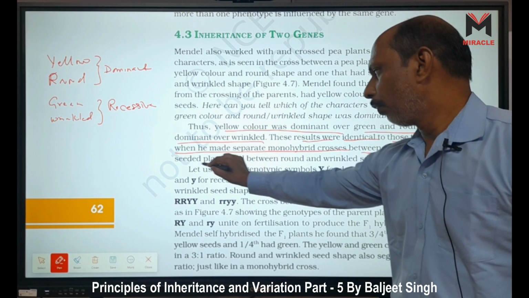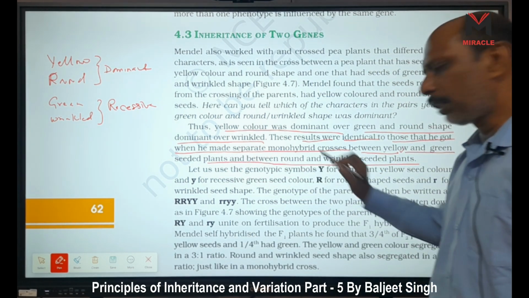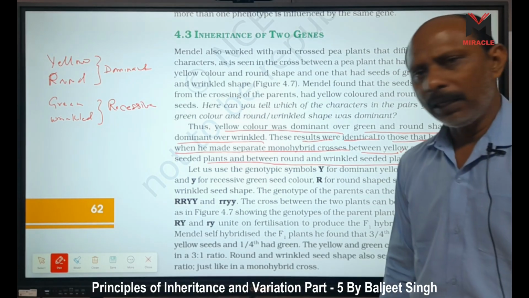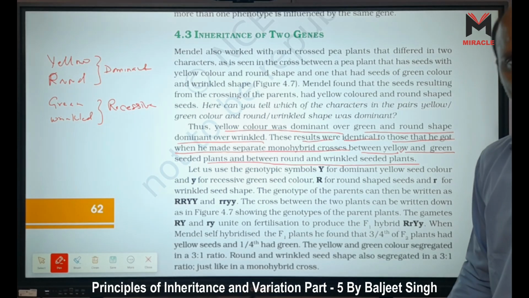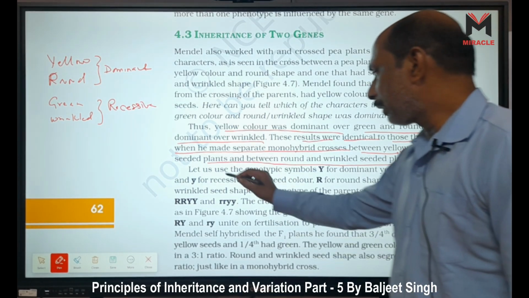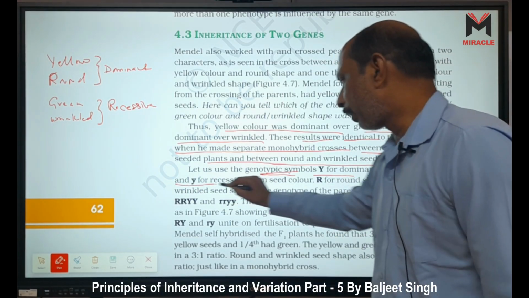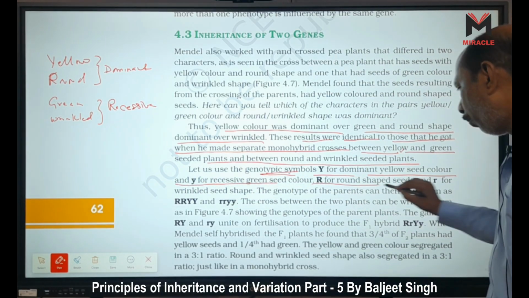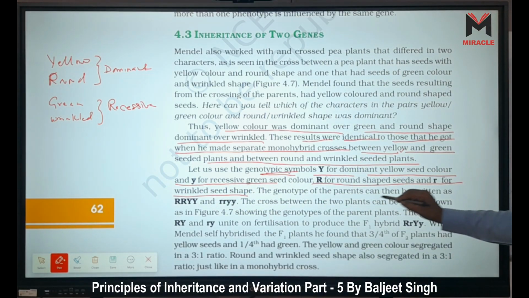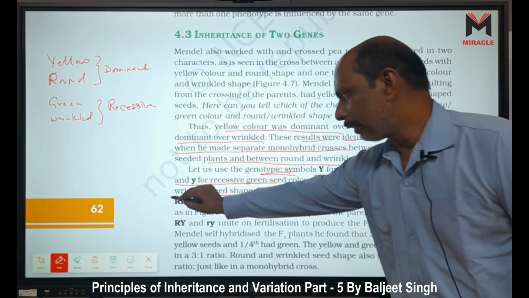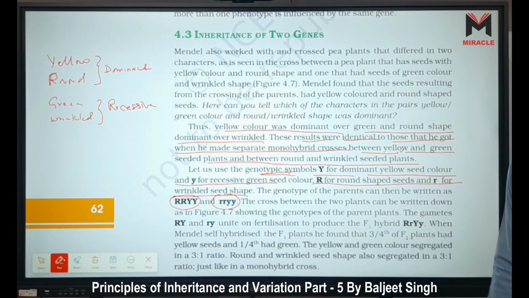The same was seen when he used round and wrinkled seeds. Round 3 and 1 wrinkled phenotype. Genotype means 1 pure round, 2 hybrid round and 1 wrinkled, right? But let us use genotypic symbols: Y for dominant yellow seed color, y for recessive green seed color, R for round shape and r for wrinkled seed shape. The genotype of the parent can then be written with capital letters for dominant traits and small letters for the recessive traits.